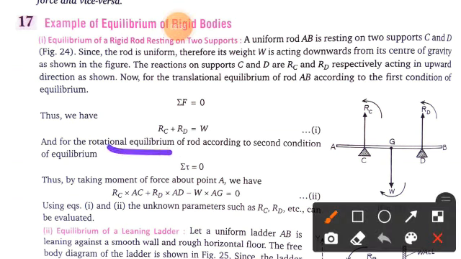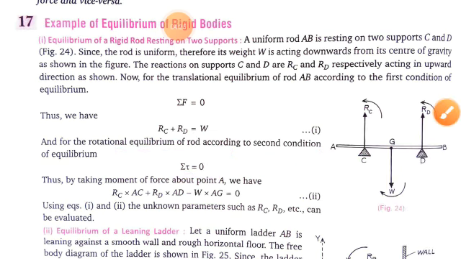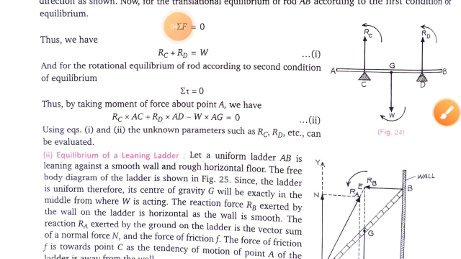And for the rotational equilibrium of the rod, according to the second condition of equilibrium, the torque should be equal to 0. So by taking the moment of force about point A, the reaction is RC and its distance from A is equal to how much? AC. Similarly, we consider the reaction RD and its distance from A is how much? AD. Clear? And we subtract the weight, and the weight's distance is AG. So finally this relation comes out to be equal to 0. This is your second equation. So using the first and second equations, the unknown parameters such as RC, RD, etc. can be evaluated. Fine.